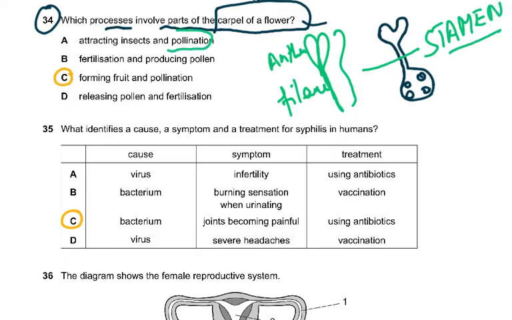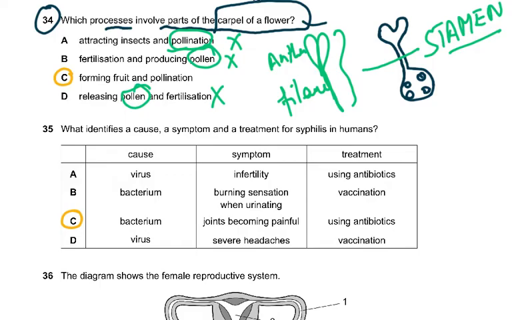So anything to do with pollination and pollen was all wrong. That is the male part, and there's nothing to do with the carpel. So only our choice C was left. You had to know that it was C, forming fruit and pollination.